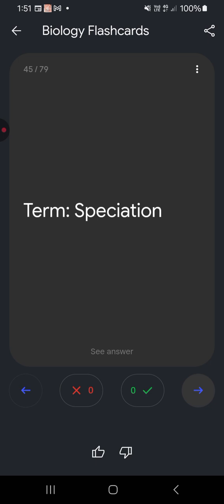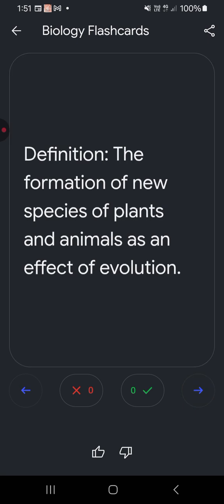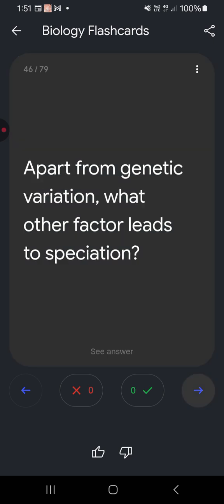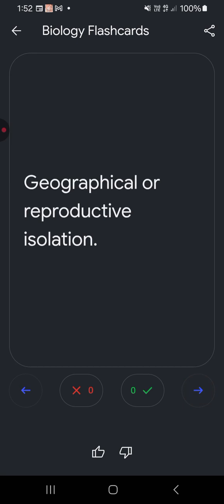Define the term speciation. Speciation means creation of new species. The formation of new species of plants and animals as an effect of evolution. Apart from genetic variation, what other factors lead to speciation? Geographical or reproductive isolation.